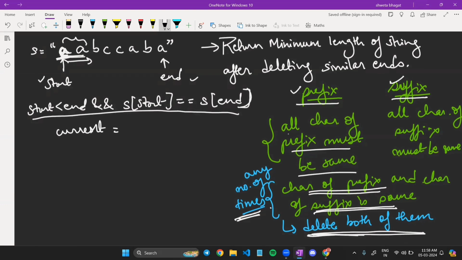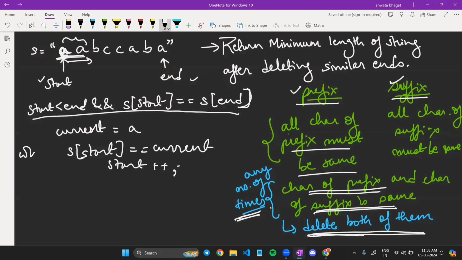So in current, what will we store? We'll store this A. So until s of start is equal to this current, what we will do? We will simply increment start. Now what do I mean by until? Until means while. Correct. Now we'll check while s of start is equal to current, what we'll do? We'll increment start. So what is the value present at our start? The value present at our start is A, right? It would be s of start. So what is the value present at s of start? It's nothing but A. Fine.